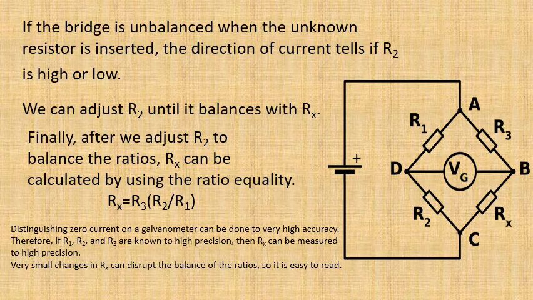If the bridge is unbalanced when the unknown resistor is inserted, the direction of the current tells us that R2 is too high or too low. We can adjust R2 until it balances with the unknown resistor, and in that condition, Rx is equal to R3 times the quantity R2 over R1.